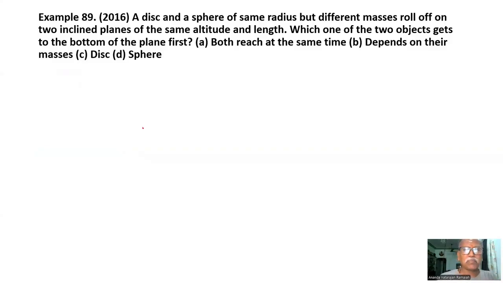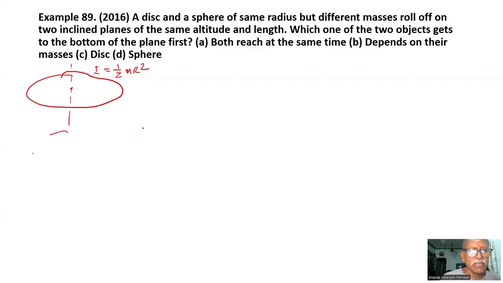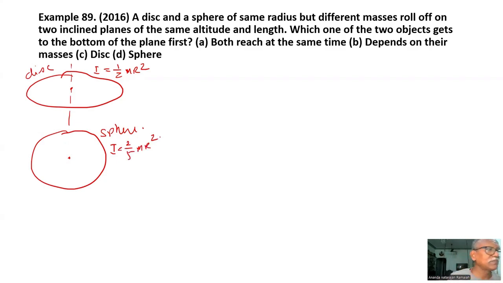A disc and a sphere. Disc means this is the disc. About its axis I equal to 1 by 2 mr square. Sphere means this is sphere. Its I about any axis passing through center equal to 2 by 5 mr square. Okay, these two we know.